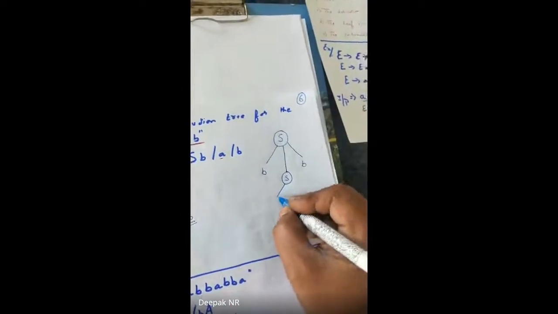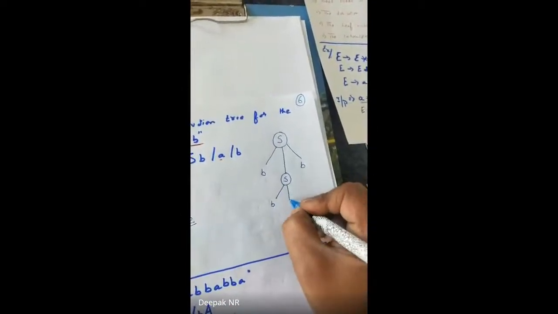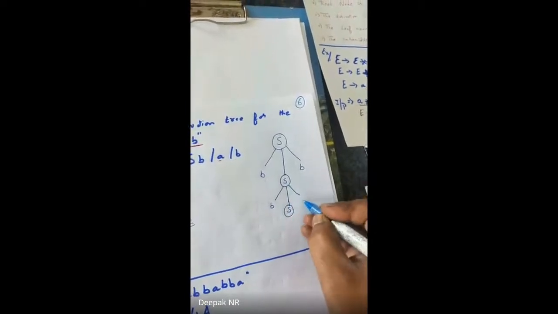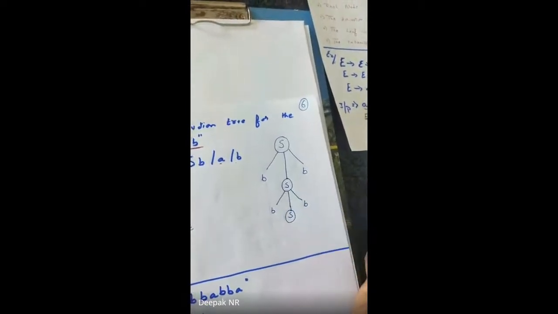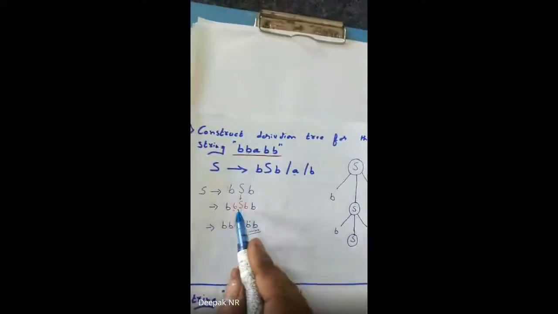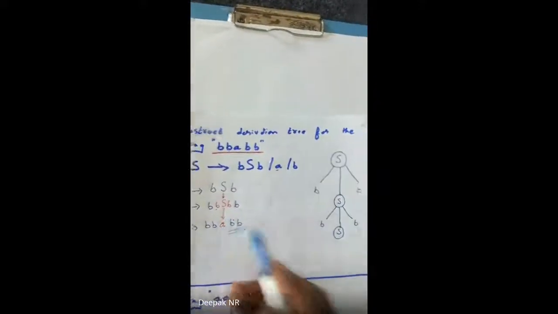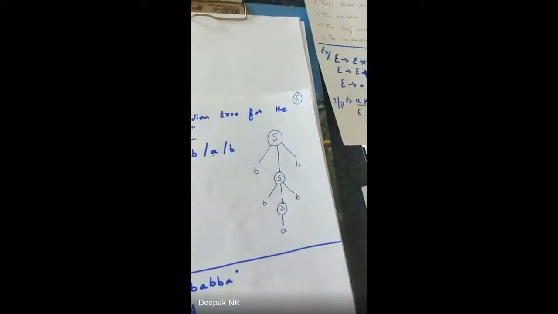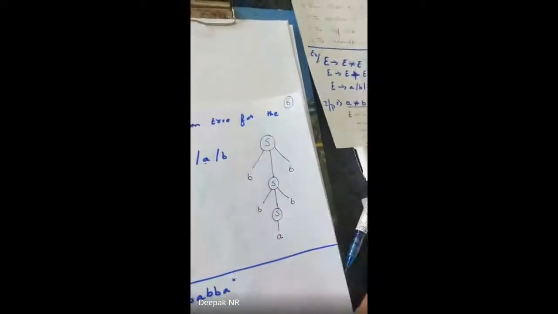So again B, S, B. Is that clear? Okay, now BSB. For this S, I replace with A. So I write A over here. Is that clear, guys? And this is called a derivation tree.